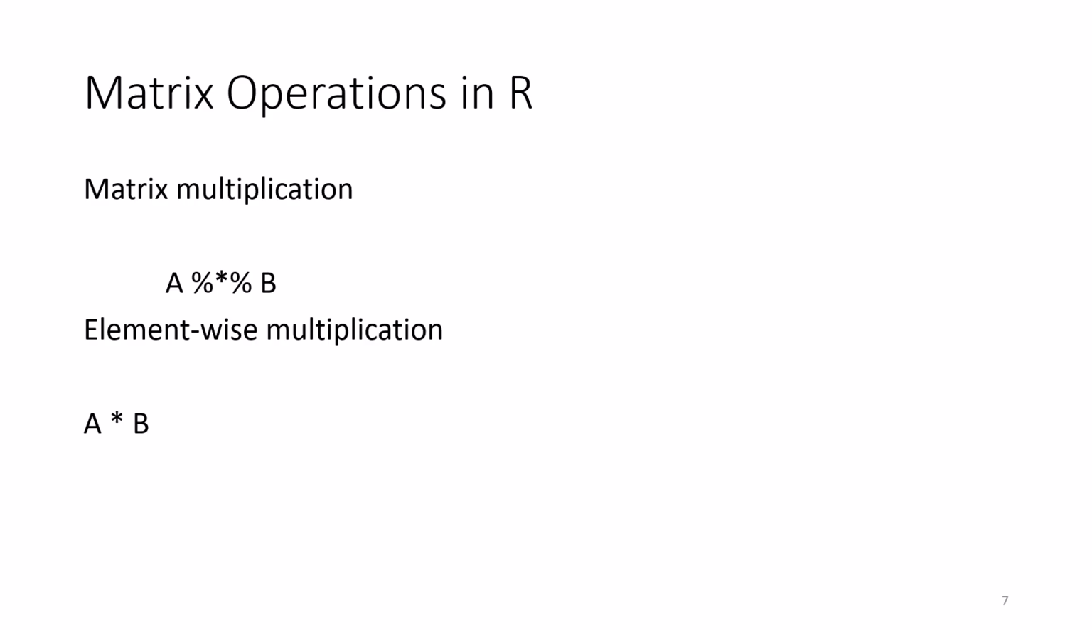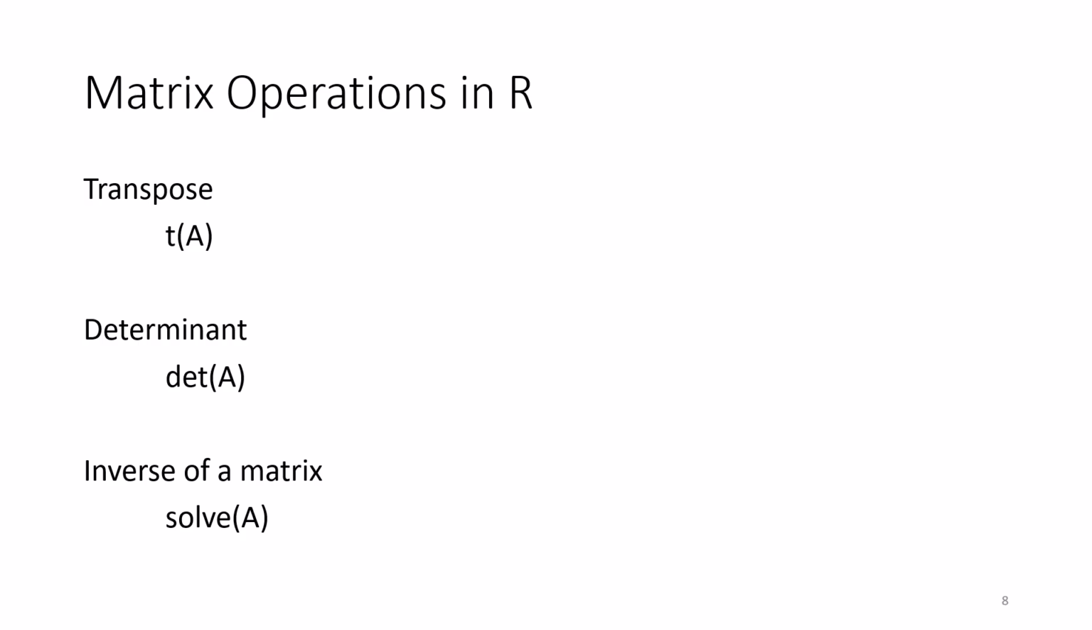matrix B. The transpose of a matrix in R is found using the t function. This simply flips the matrix, turning rows into columns and columns into rows.